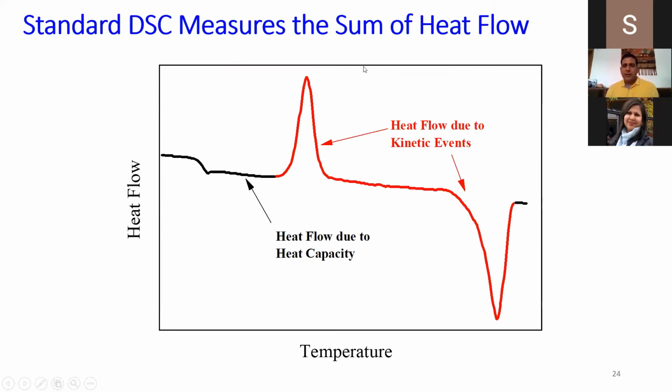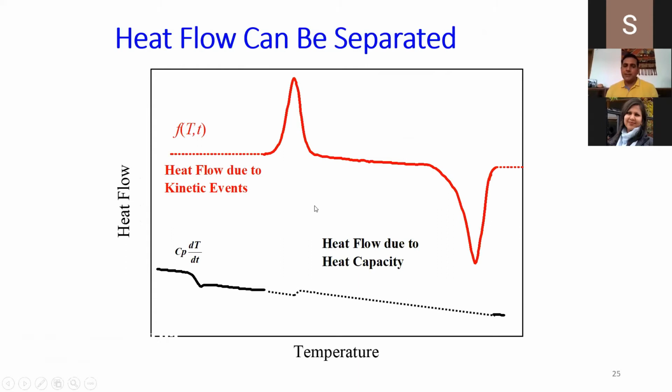Now, this is how your heat flow curve comes. This is the heat capacity part of the heat flow. This is due to the kinetic change. So in standard DSC, all of these come as a single heat; you cannot differentiate them. But there are some modulated DSC techniques where you can separate out how much of the change is due to heat flow and how much is due to the kinetics of the sample only. So the kinetics of the sample part is this part here. This is due to the change of heat flow only. This is the Tg part here.